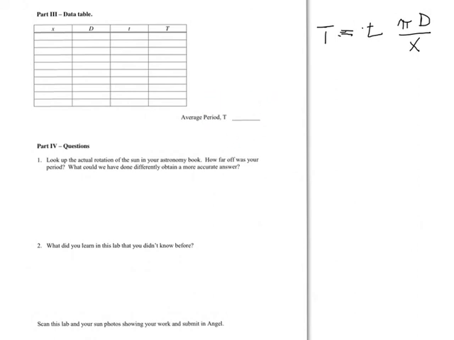Now, I've mentioned what the actual rotation is. Look it up in your astronomy book. How far off were you? Maybe think a little bit about what we could have done differently to get a more accurate answer. Write a few sentences on things that you could have done differently. And then write a few things that you learned in this lab that you didn't know before.